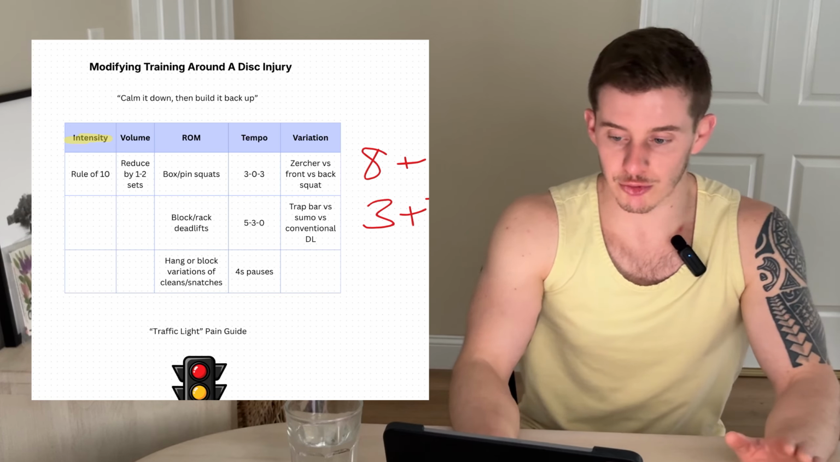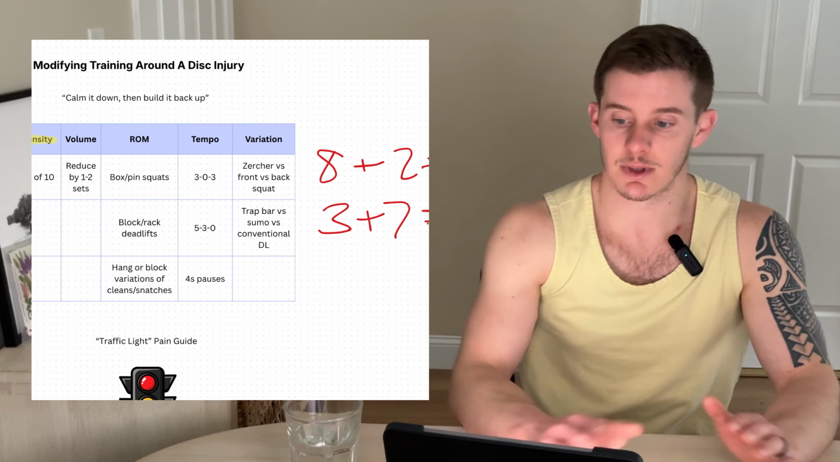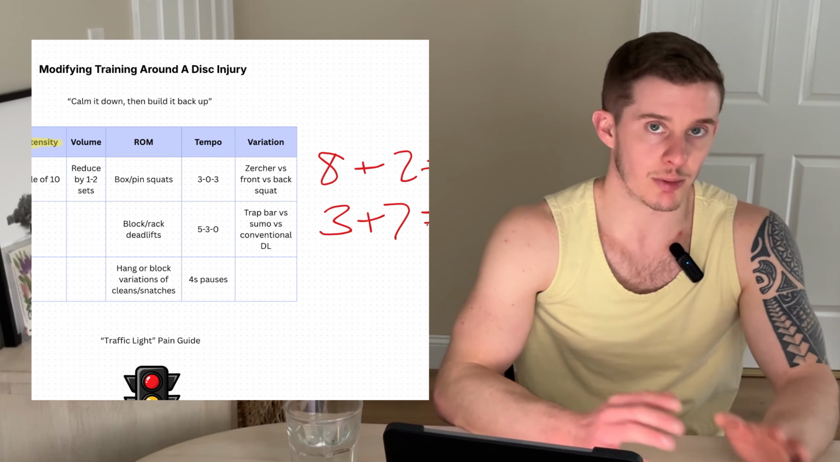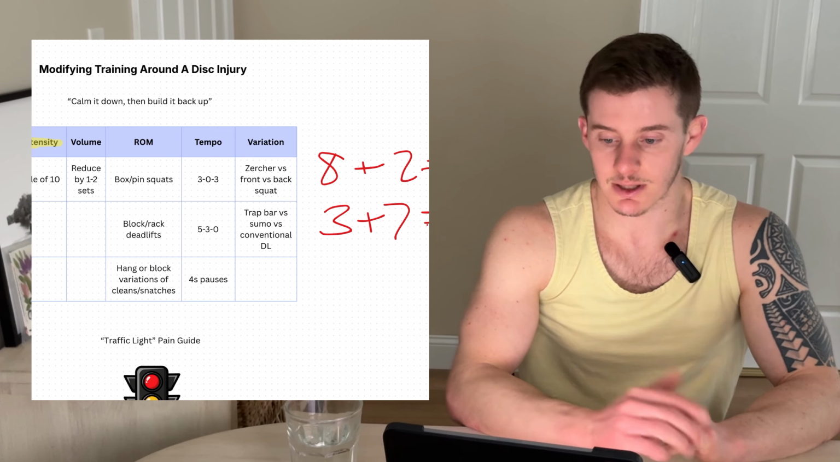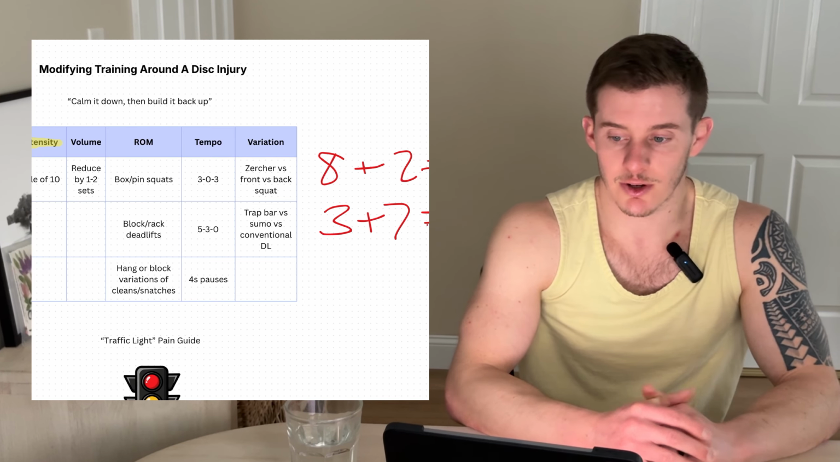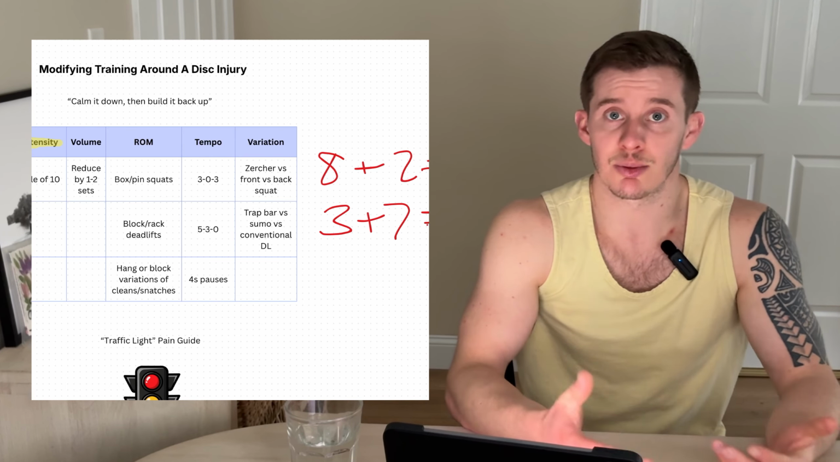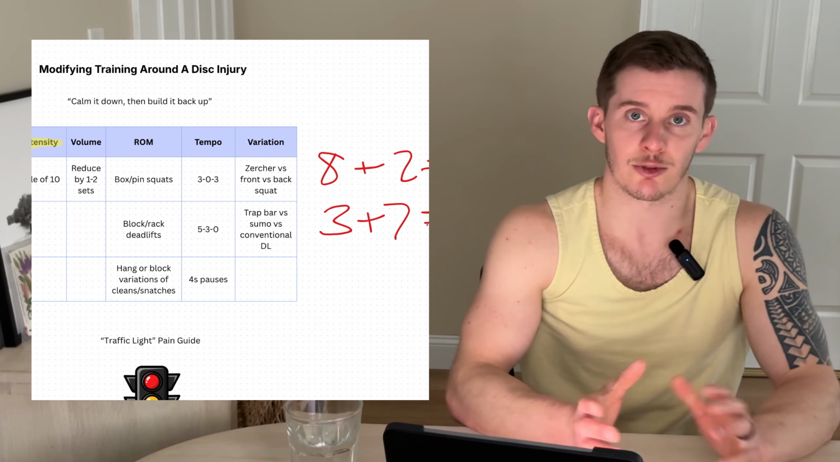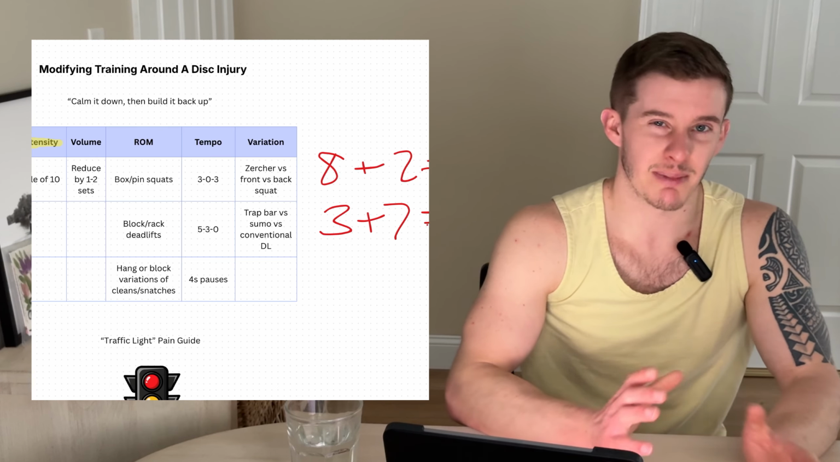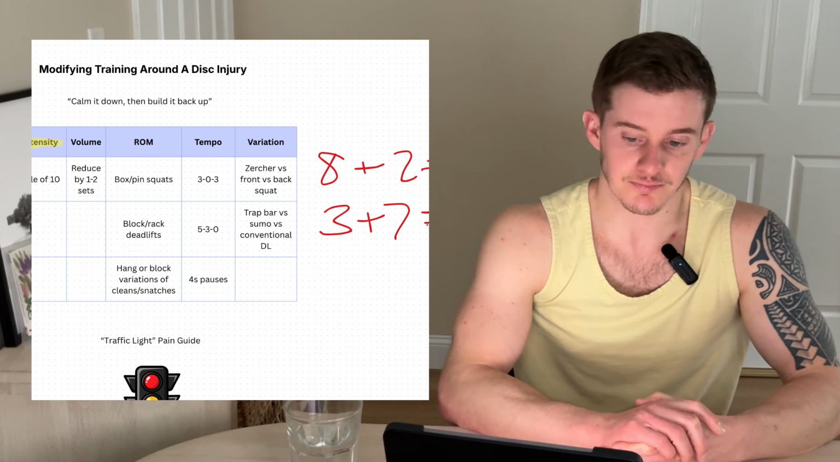This is not a hard and fast rule. You can absolutely use different intensity metrics, whether it's RPE or RIR, to guide your training. This is just a very straightforward and easy to implement heuristic that can work well, especially if you're just trying to start getting back into training with this sort of injury.